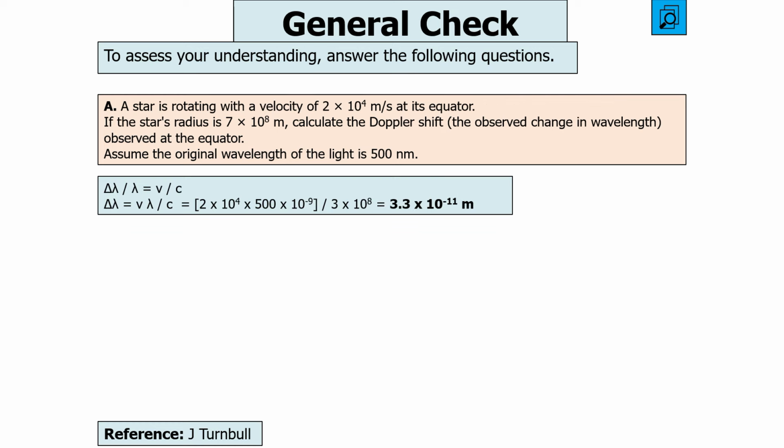So we can say change in lambda over lambda is v over c. So change in lambda is therefore v times lambda over c. We pop in all the values, where v is going to be 2 times 10 to the 8. Okay, and then we can pop it all through, we get 3.3 times 10 to the minus 11 meters.